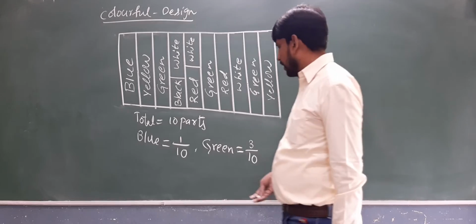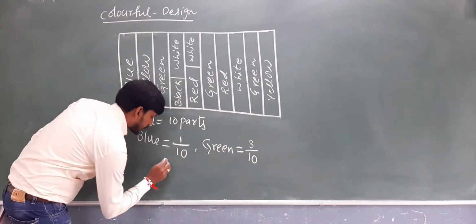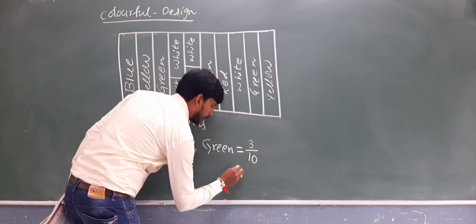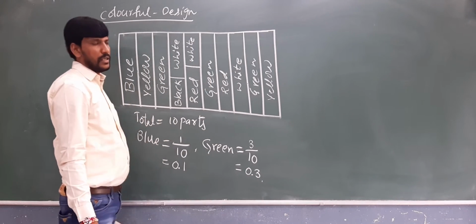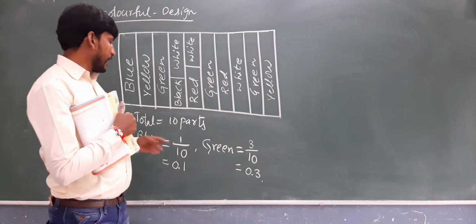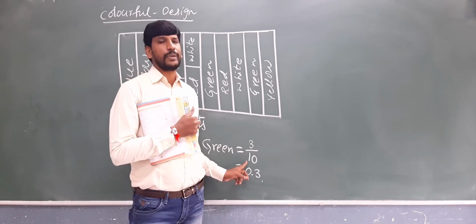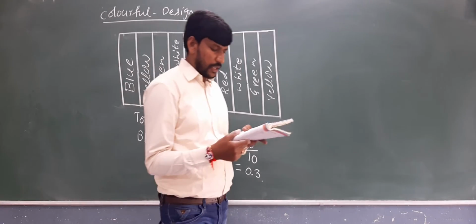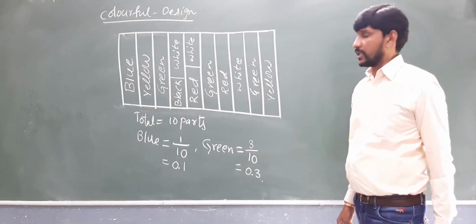Now they are asking one more, which color covers 0.2 of the sheet? Now see this here, how to write 1 by 10 in terms of decimal? This is nothing but 0.1. 3 by 10 can be written as 0.3. Because this is 1/10 part, and 3/10 part is nothing but 0.3.